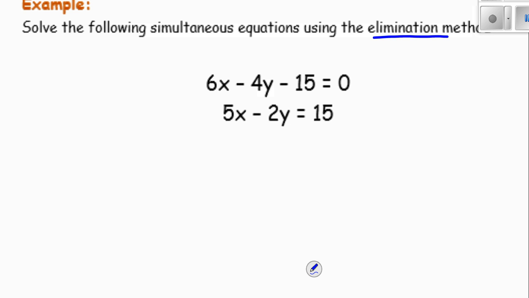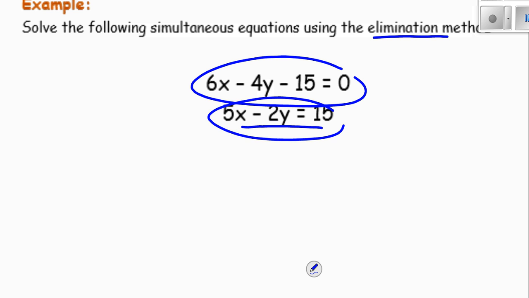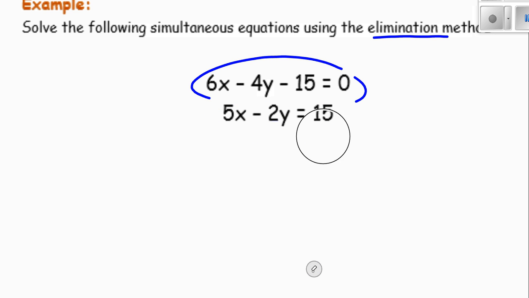So what we need to do is get them both into the same form. We can either put them into this form first or into that form. So you choose which form you'd like them to be in. It's fine, you could move the 15 over here and then you can just do elimination this way.